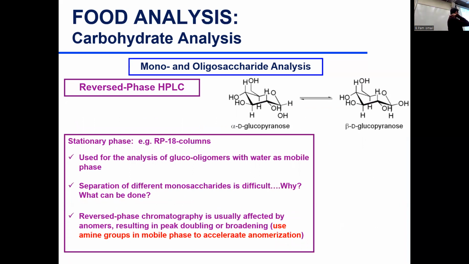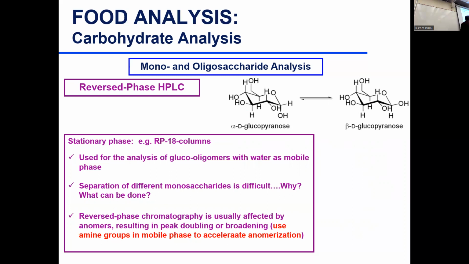Reverse phase is also used, but it's very difficult to get separation. So in reverse phase, especially for monosaccharides, the most polar will come out first. So if you have fructose and glucose, why won't they be separated? They will come out very quickly together because they're very polar. They don't want to interact with your stationary phase. They will come out together and can hardly be separated.